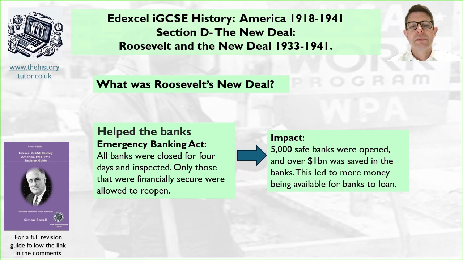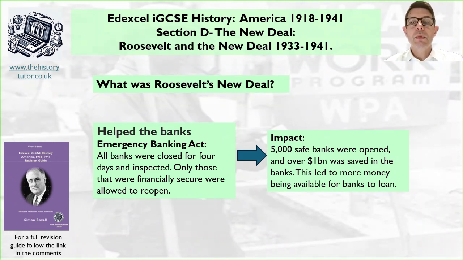So how did he help the banks? Well, the Emergency Banking Act came in. All banks were closed for 4 days and inspected. Only those that were financially secure and stable were reopened. The impact of this was 5,000 safe banks were opened and over $1 billion was saved in these banks.